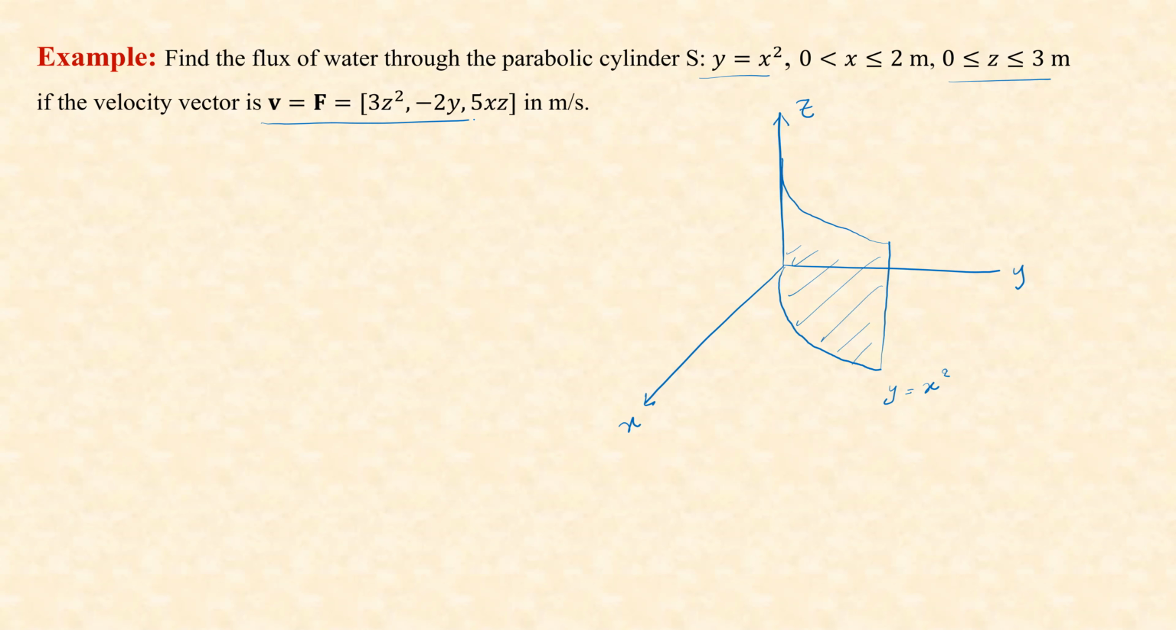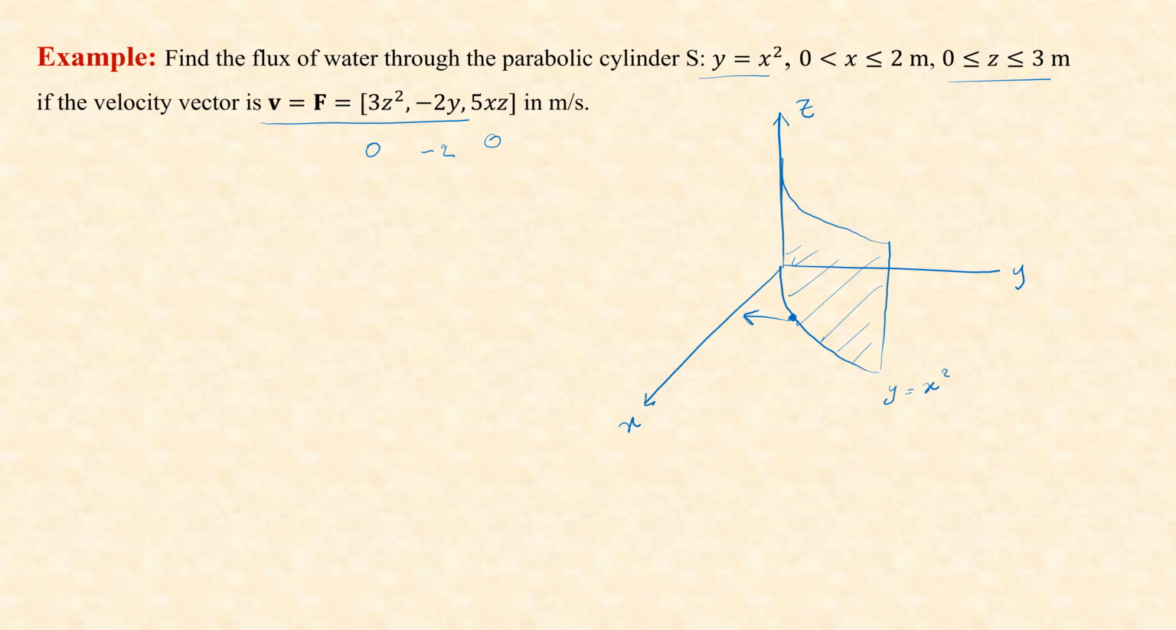For example, in the xy plane, z is zero, so it has only y component. So in the x and y, if x is equal to one and y is equal to one, let's say at this point, then z is zero, so it doesn't have any x component. It doesn't have any z component. It only has y component equal to negative 2 meters per second. Means that the water at this point is moving in the negative y direction, right? Negative y direction.